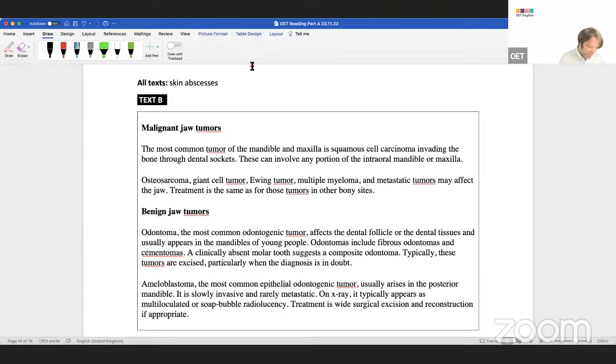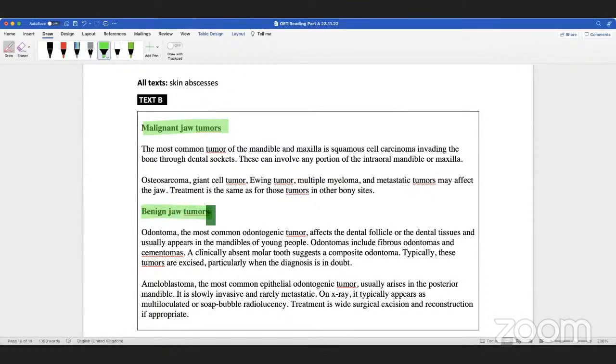Neslihan, could you say hello? Hello. So main ideas, what are they? What's the main idea here? Malignant jaw tumors, and benign jaw tumors. Yeah, the pronunciation is benign. Okay, so those are the main ideas. Easy. How do we get it? From the heading. Okay, what about keywords, though?